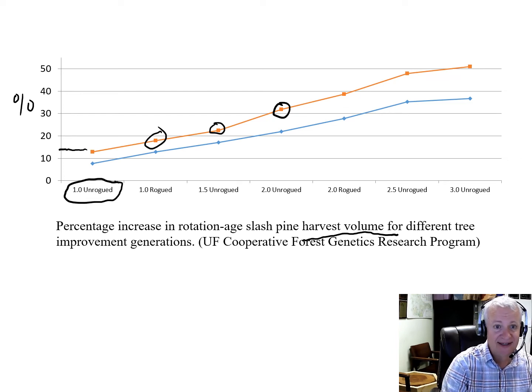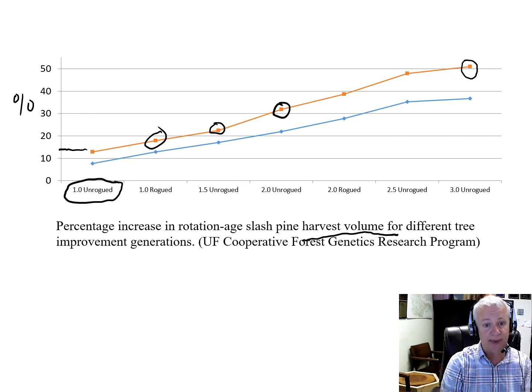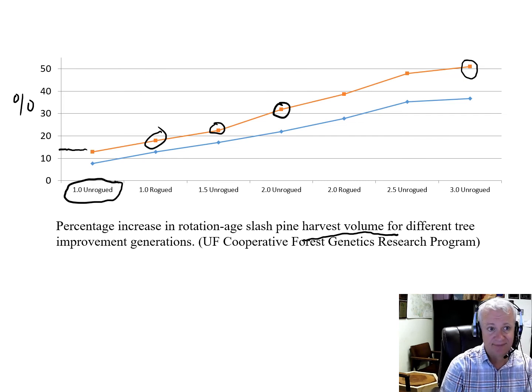over wild. And you can see by the end of the third, well, this actually isn't the end of the third, this is that third generation that hasn't been rogued. It's over a 50% increase over wild populations in harvest volume. That's a big improvement just through selection and testing. So this is an example of the magnitudes of improvement that you see.